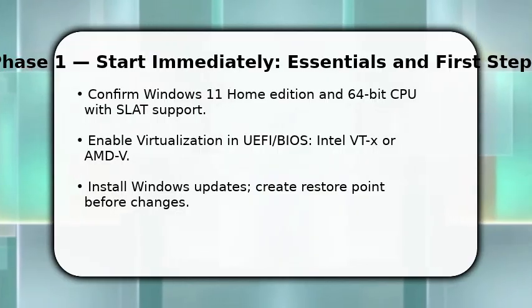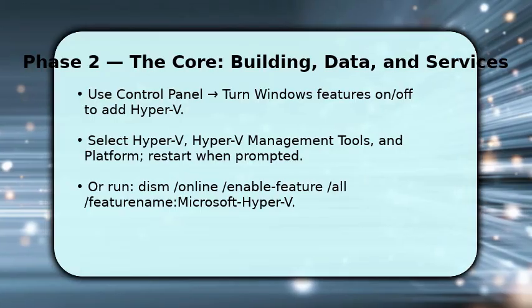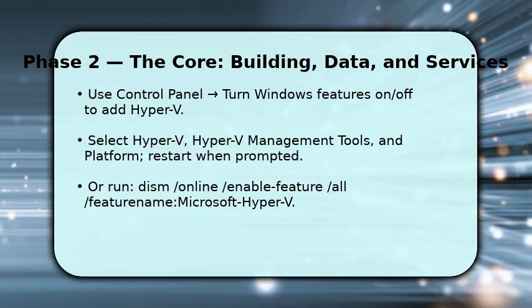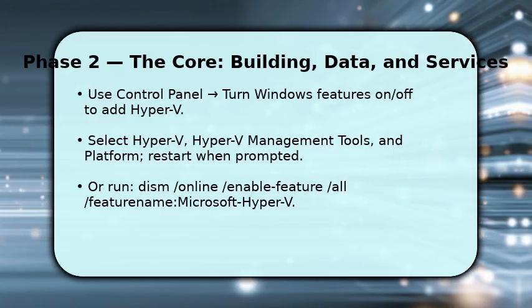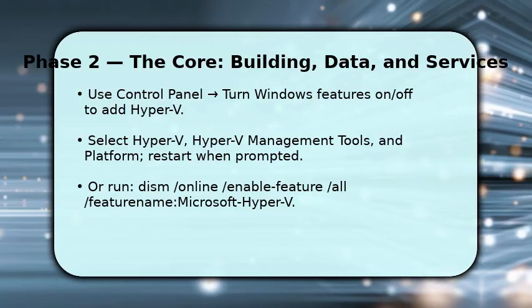You now enable the Hyper-V features inside Windows. Open Control Panel > Programs > Turn Windows features on or off. Check Hyper-V, Hyper-V Management Tools, and Hyper-V Platform, then click OK to install. Make sure to restart when prompted.